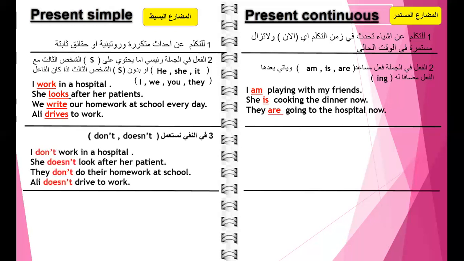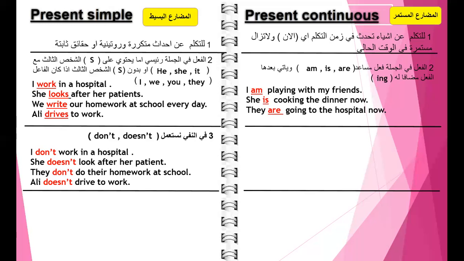في النفي بالpresent simple we use don't and doesn't. Don't with I, we, you, they. Doesn't with he, she, it. And when we negate with doesn't we should omit third person s. عندما أنفي الجملة ب doesn't نحذف s الشخص الثالث من الفعل.